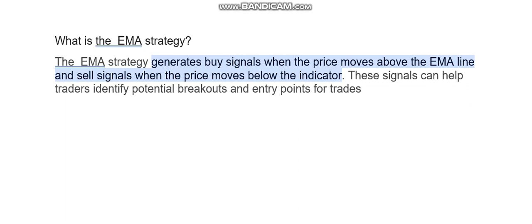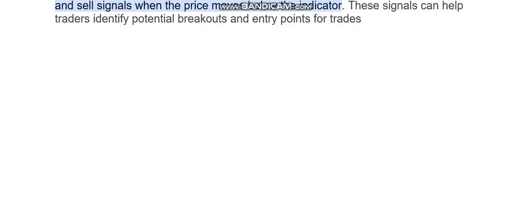What is the EMA strategy? The EMA strategy generates buy signals when the price moves above the EMA line and sell signals when the price moves below the indicator. These signals can help traders identify potential breakouts and entry points for trades.